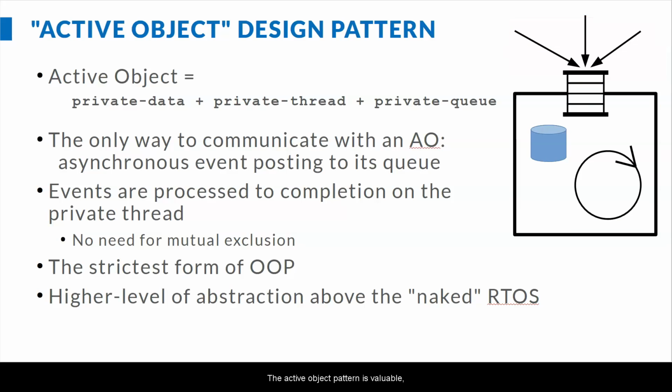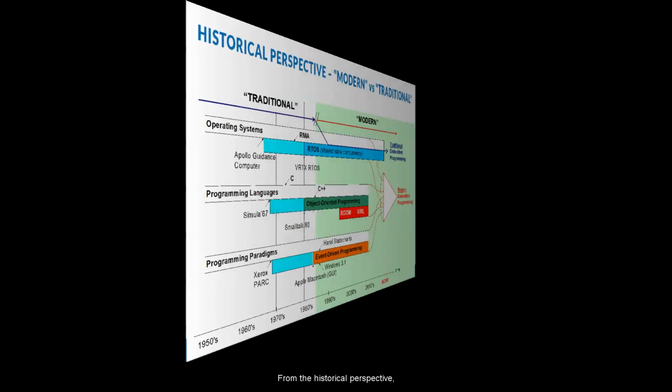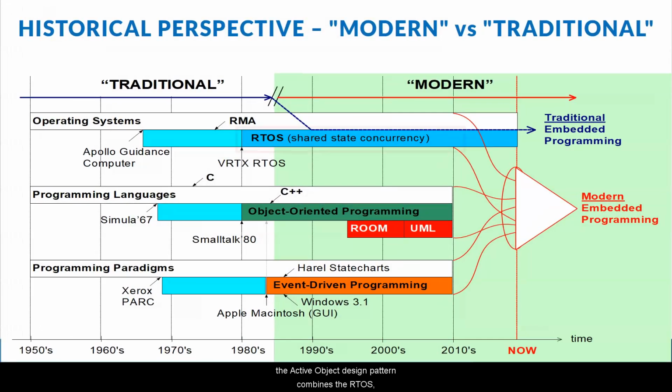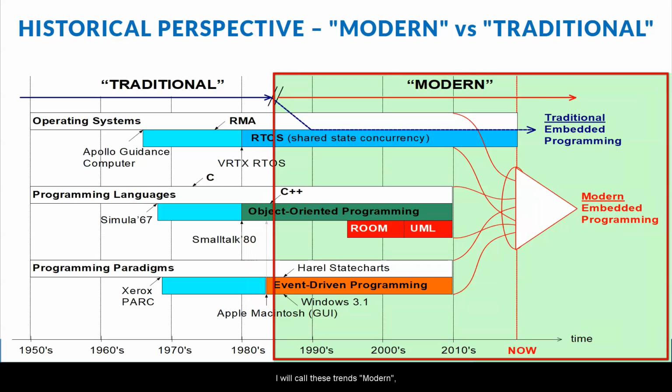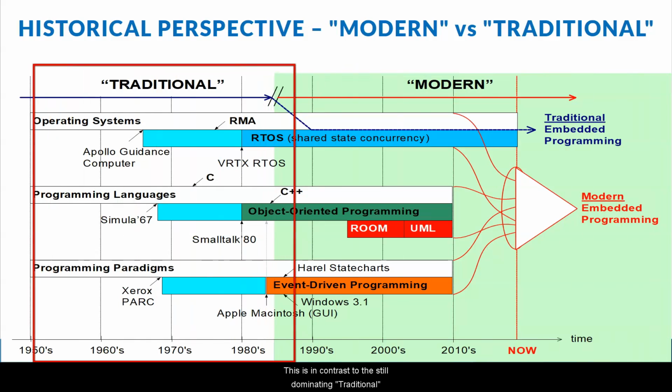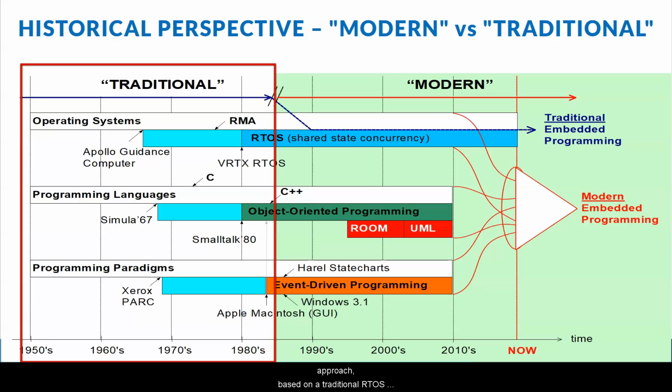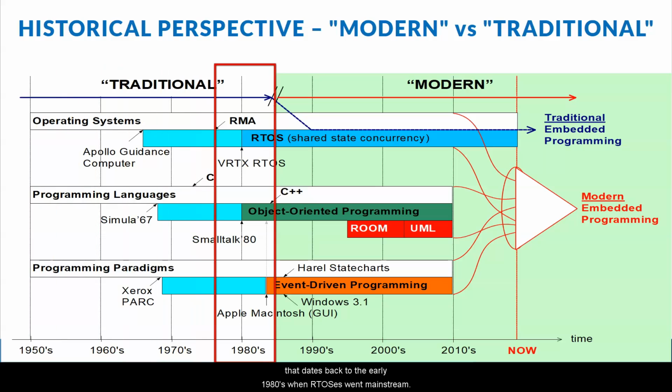The active object pattern is valuable because it naturally implements and automatically enforces the best practices of concurrent programming. From the historical perspective, the active object design pattern combines the RTOS, object-oriented programming, and event-driven programming. I will call these trends modern, as in the title of this whole Modern Embedded Systems Programming video course. This is in contrast to the still dominating traditional approach based on a traditional RTOS and shared state concurrency that dates back to the early 1980s when RTOSes went mainstream.